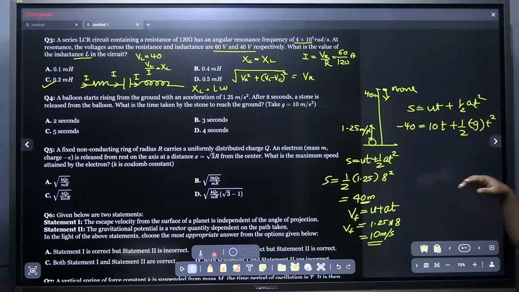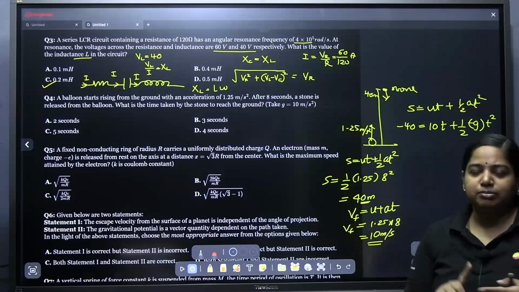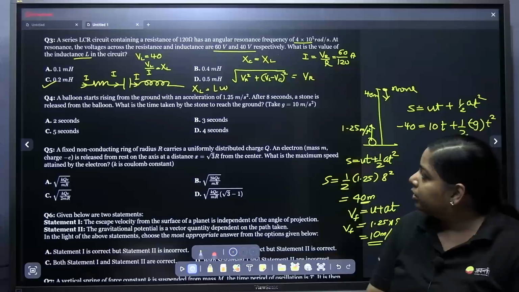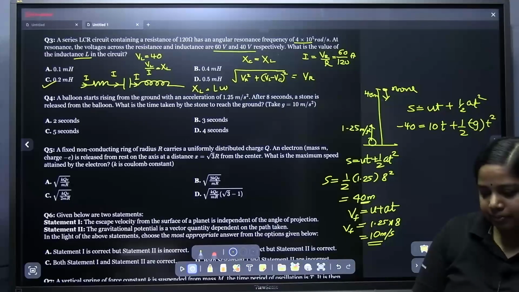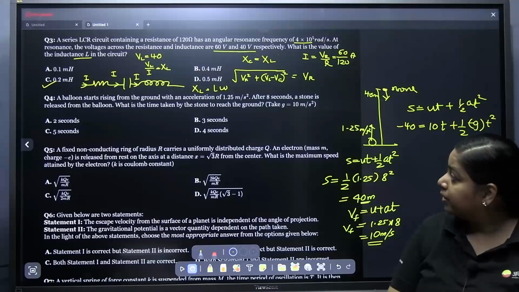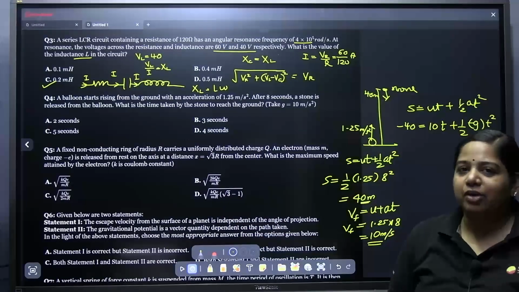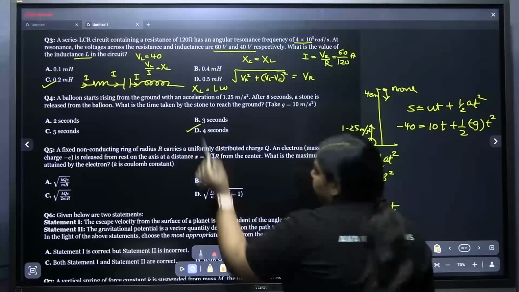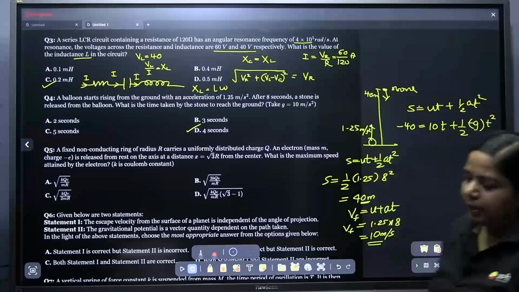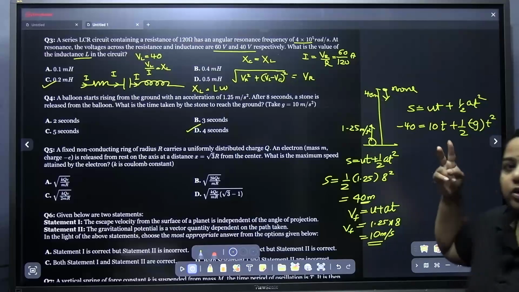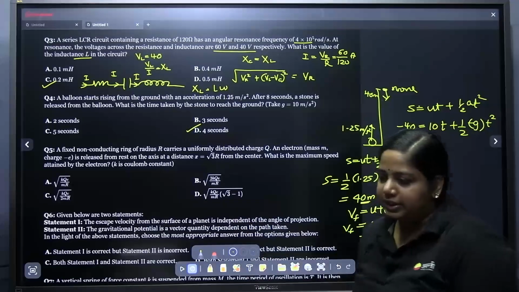After substituting these values and solving for t, you will get two values. One is minus 4 and one is 2. Sorry, minus 2 and 4 you will get as options. So time cannot be negative, then the answer will be D, 4. Okay. This is a quadratic equation, that's why you are getting two solutions. I hope you understand that.